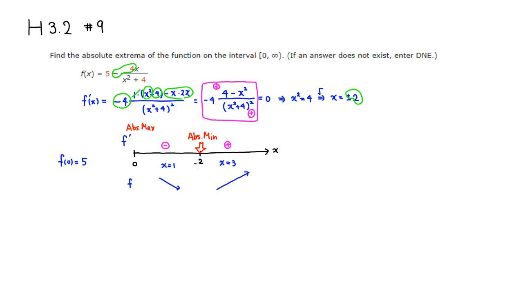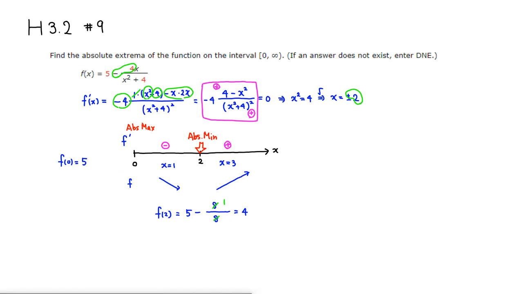And for the smallest value at 2, I'm going to find f of 2. So plug it in: you have 5 minus 4 times 2, which is 8, over 2 squared, which is 4, plus 4, which is 8. So we can cancel the 8s and get 1. So 5 minus 1 is 4. So the absolute minimum is at (2, 4) and the absolute max is at (0, 5).